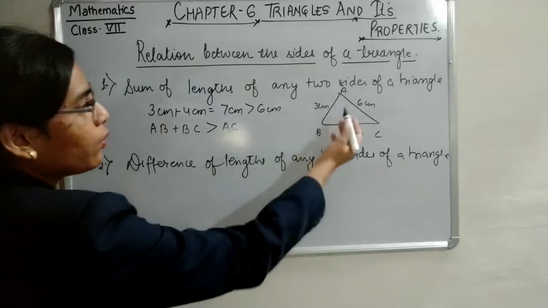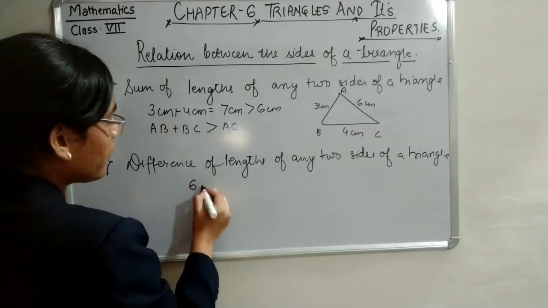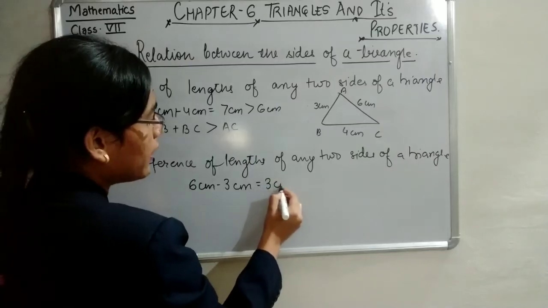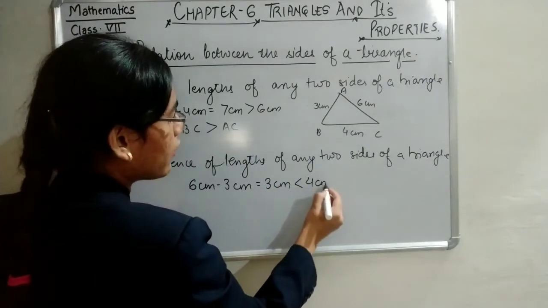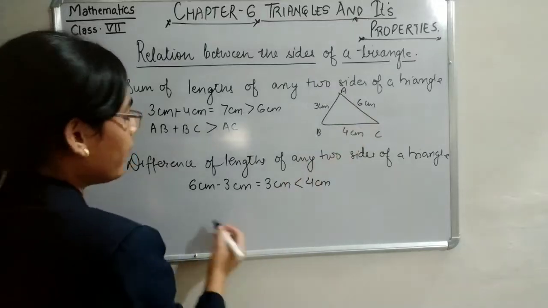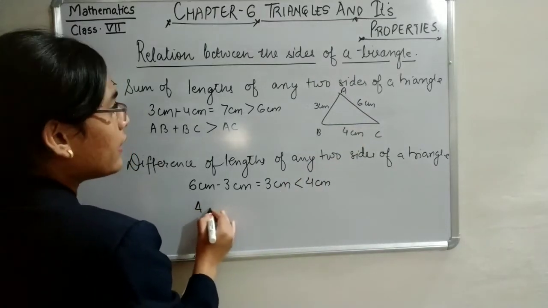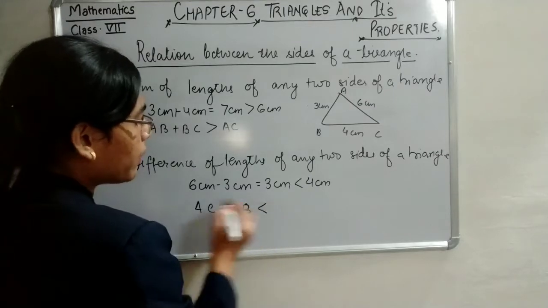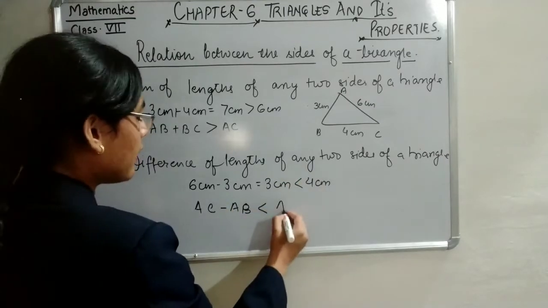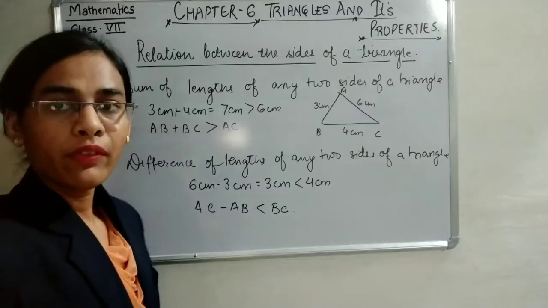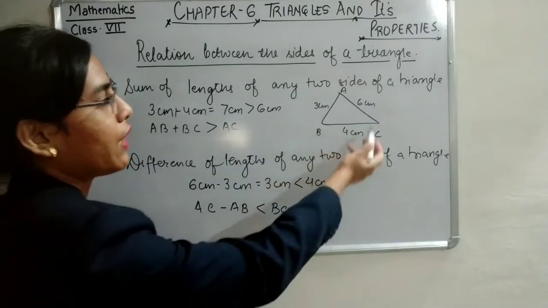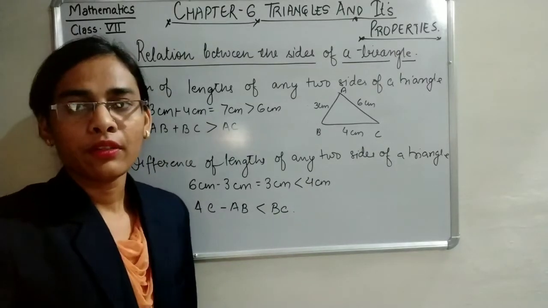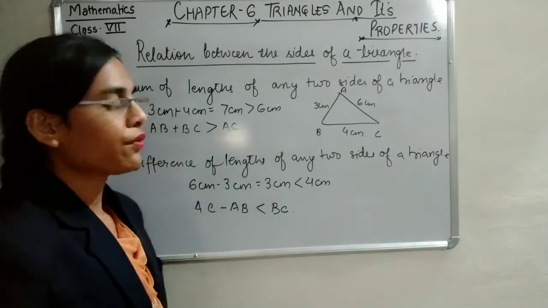Similarly, if we find the difference of any two sides of the triangle, that is 6 cm minus 3 cm, which is 3 cm, it is less than 4 cm. So what we have done, we have taken the difference of AC minus AB, which is coming to be less than the third side, that is BC. So whenever we take the difference of any two sides of a triangle, it will always be less than the third side. This is the relation between the difference of any two sides of a triangle.